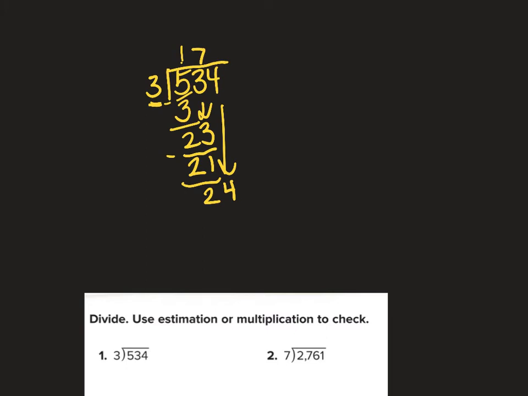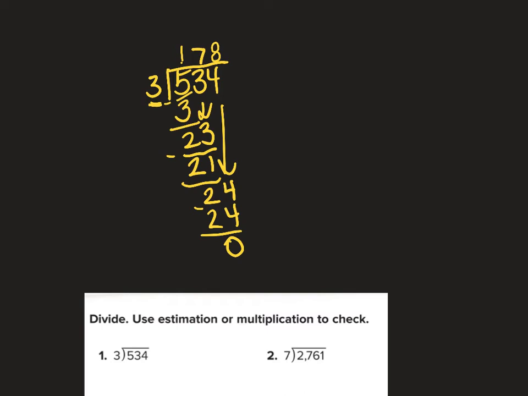Divide. 24 divided by 3. Well, 7 times 3 was 21. If I add one more 3 in there, I get to 24, so it must be 8 3s. Multiply. 3 times 8 is 24. And subtract 0. So my answer is 178.